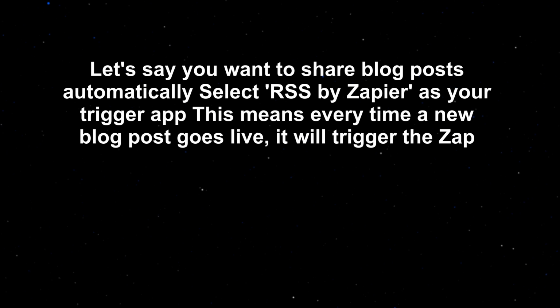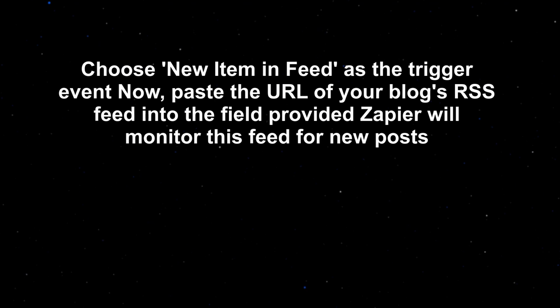Automatically select RSS by Zapier as your trigger app. This means every time a new blog post goes live, it will trigger the Zap. Choose New Item in Feed as the trigger event. Now, paste the URL of your blog's RSS feed into the field provided. Zapier will monitor this feed for new posts.